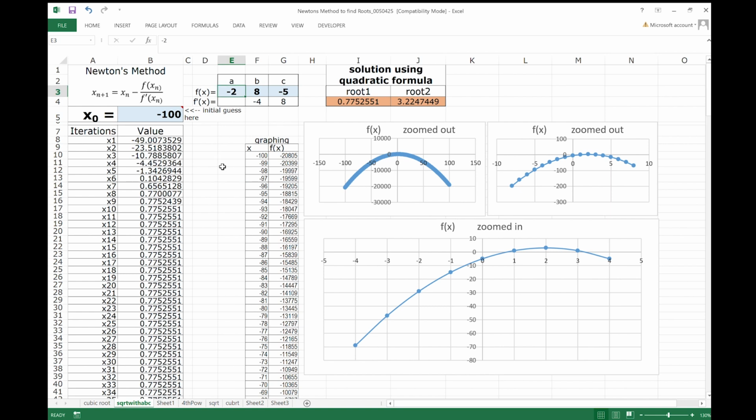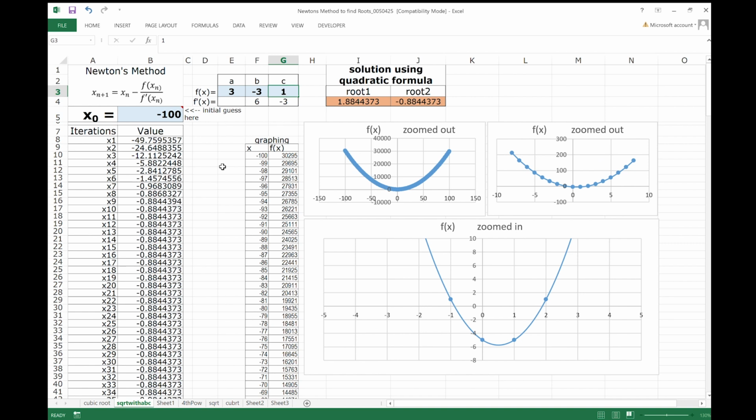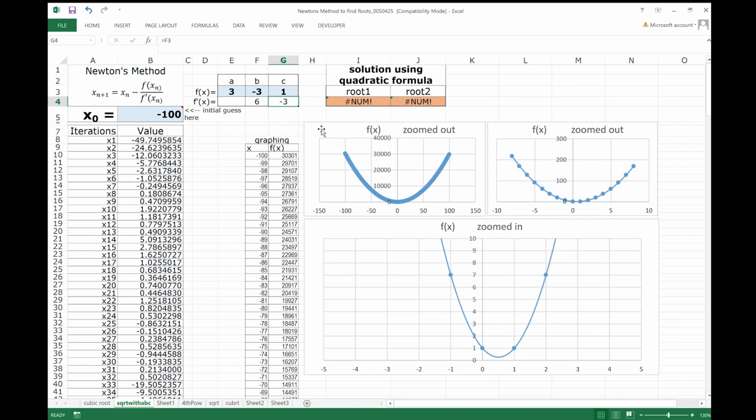For instance, when A, B, and C equal 3, -3, and 1, respectively, we'll get a parabola with no real solutions, as the parabola will never cross the x-axis, like so. But let's get back to polynomials with real solutions.